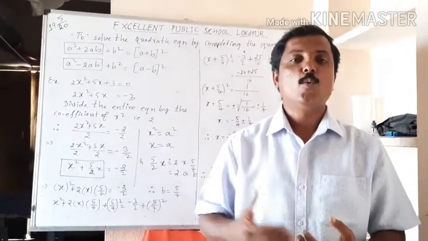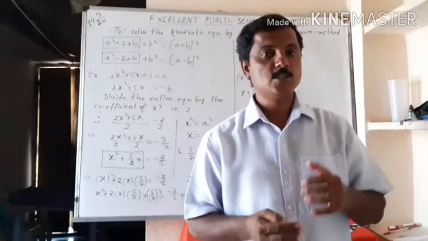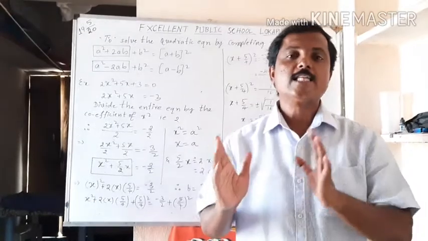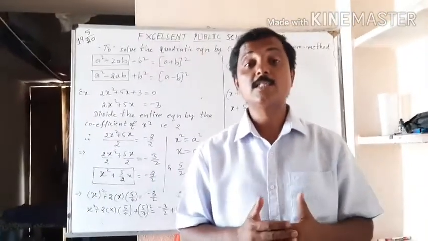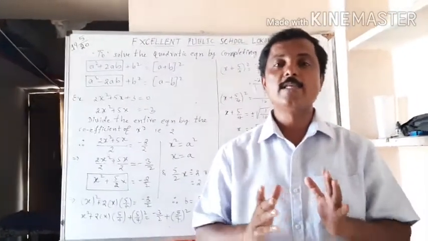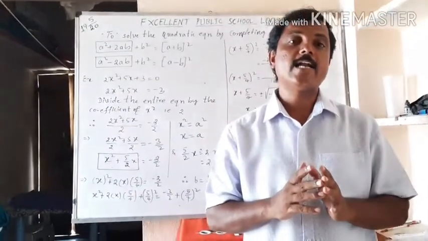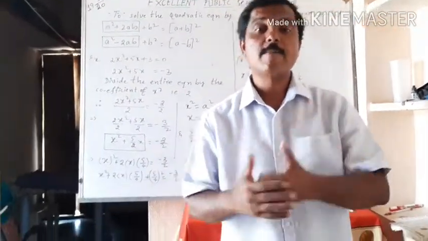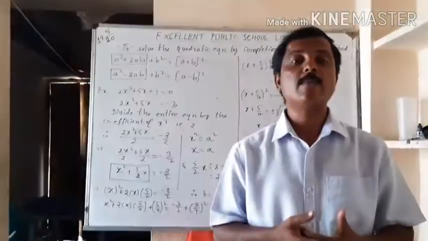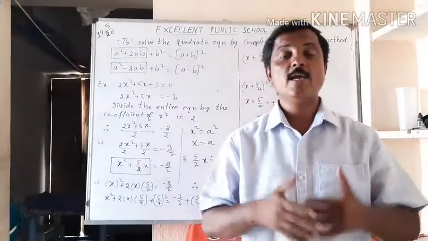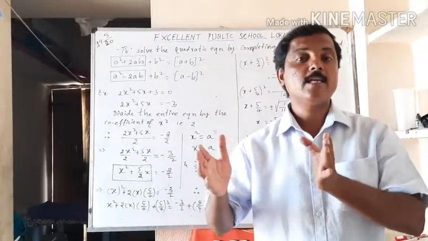So children, we learned how the roots are found by completing the square. Whenever an equation of the form ax square plus bx plus c is equal to 0 is given to you, the first thing you should do is send the c term, the constant term, this side. After that, look at the coefficient of x square. Divide the entire equation by the coefficient of x square. When the coefficient of x square becomes 1, you see there remain two terms.